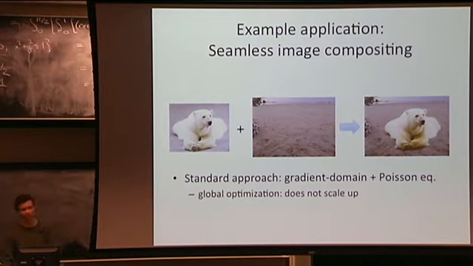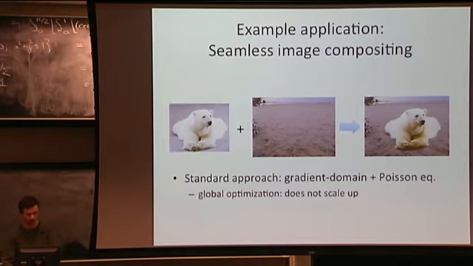So here is an application, the same application that Matt just showed in the first talk of the session. We want to do seamless compositing. We have a bear. We want to put it on the beach, and we want the seam not to be visible. The traditional approach is to use a Poisson equation, and I agree with Matt, it doesn't scale up. As soon as we have too many pixels, too many variables, it takes forever to solve.